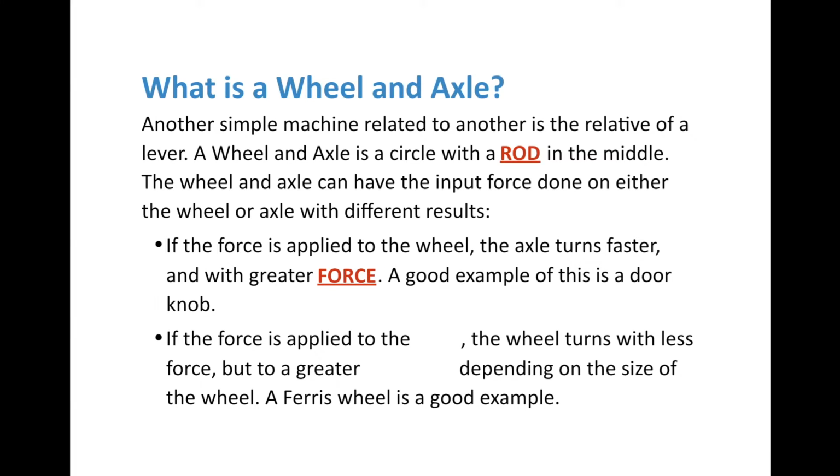A good example of this is a doorknob. If you think of the doorknob itself as a wheel and the inside of the doorknob being an axle, you turn just a little bit of distance or with a little bit of force on the doorknob, and on the inside, the rod turns a whole lot more. The opposite is true if the force is applied to the axle. The wheel turns with less force, but to a greater distance, depending on the size of the wheel. A great example of this is a Ferris wheel.